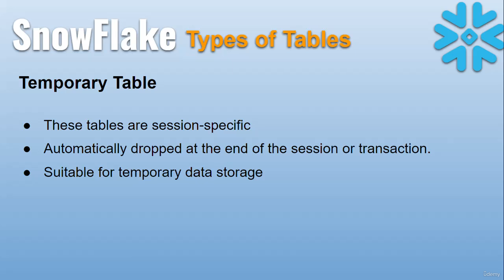The next type of table is the temporary table. The temporary table exists only for the duration of a user session or transaction, and after that all the data in the table is permanently deleted. The temporary table is automatically dropped at the end of the session or transaction. This type of table is useful for temporary data that does not need to be persisted, or data that is only used for a small period of time or until a session expires.